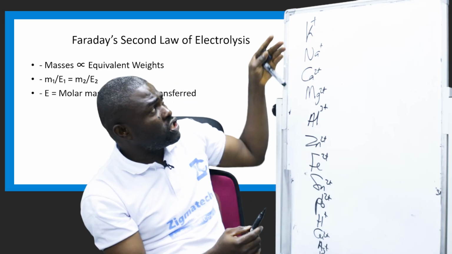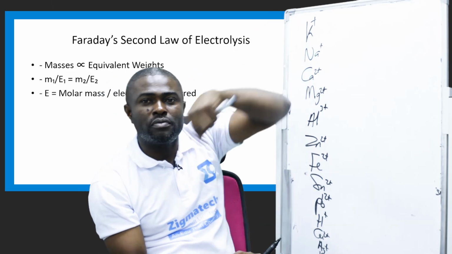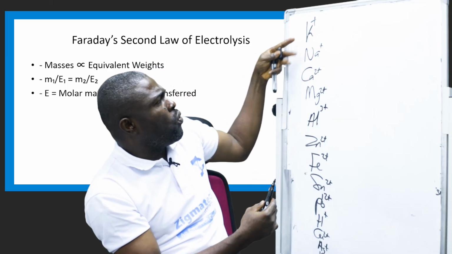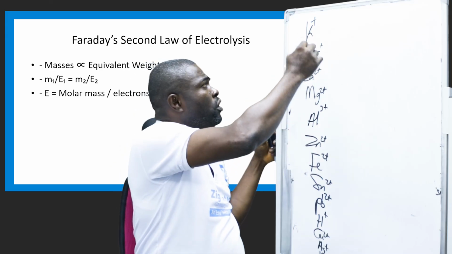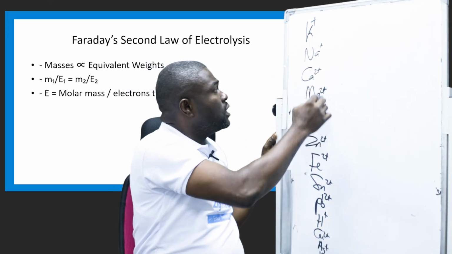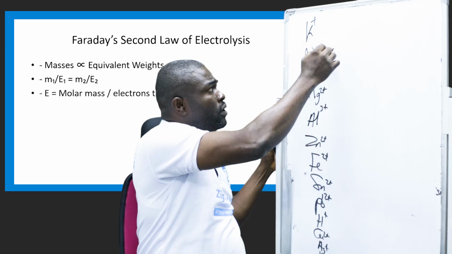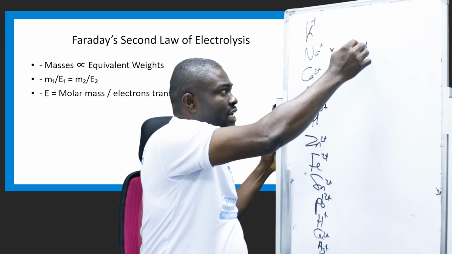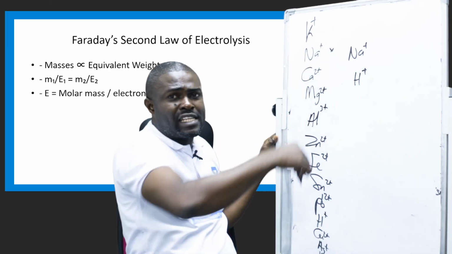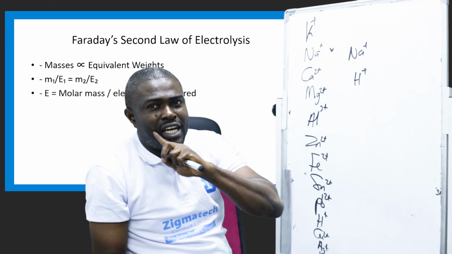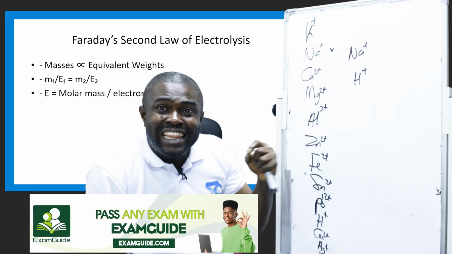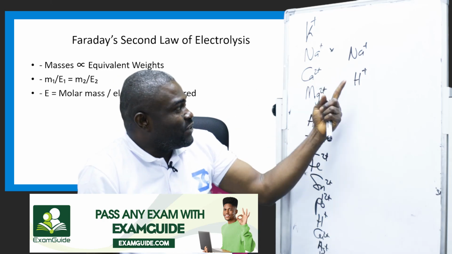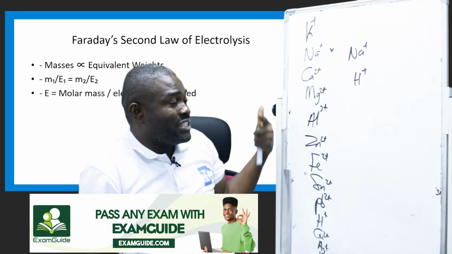Just like that. If you watch this, the most reactive here is potassium. Which one will discharge? Imagine I have between sodium and hydrogen, remember, I have sodium ion here and I have hydrogen ion. Imagine these two are inside the electrolytic cell. Which one will be discharged? The one that will be discharged is the one that is less reactive. So between sodium and hydrogen now, which one is less reactive from this arrangement?